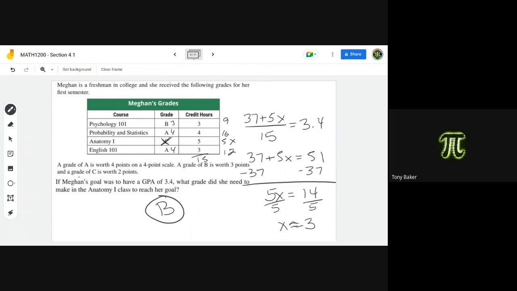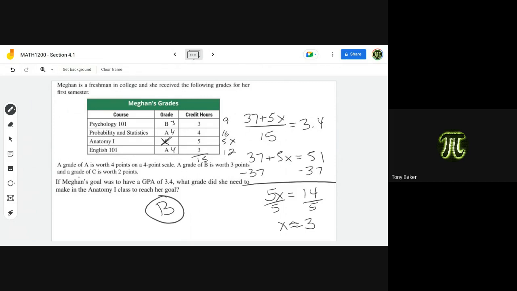Technically, I think you could get a B minus because that's a 2.8, if I remember right, which should be fine. So she needs a B. That's how you'd actually figure out your final exam at some point. Your weights would be the percentages. That would be your weights. Yes.